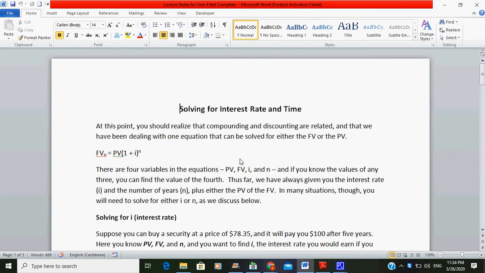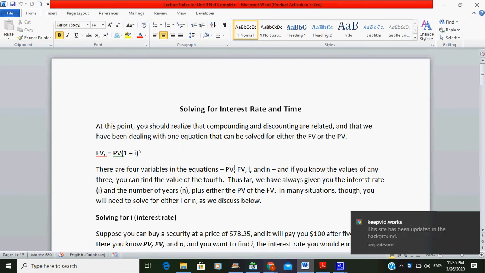And remember that FV means what? Future value, and PV means what? Present value. Good? Now, the formula says future value at n, which is years, equals present value times (1 plus I) raised to n, which is what? Years. So there are four variables in the equation: PV, FV, I, and n.